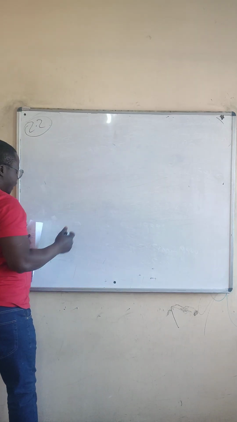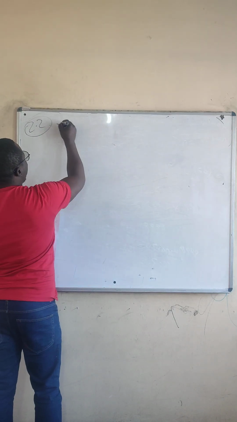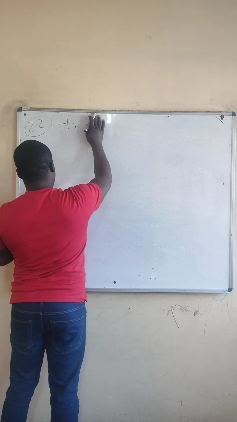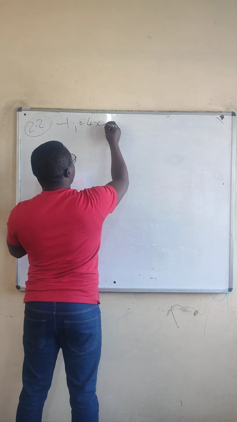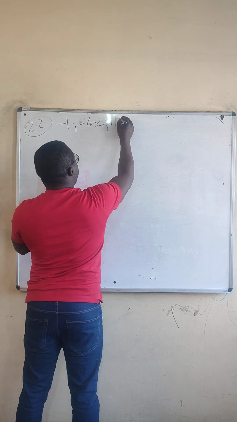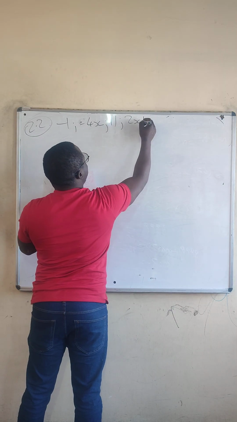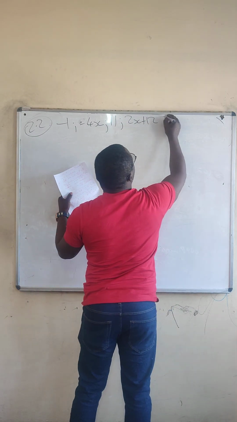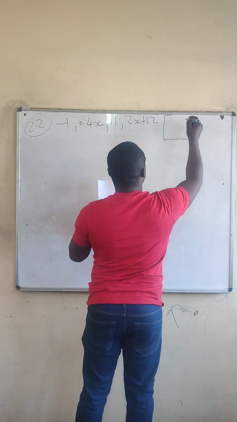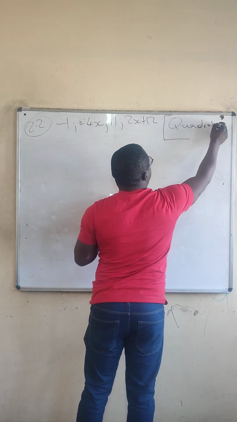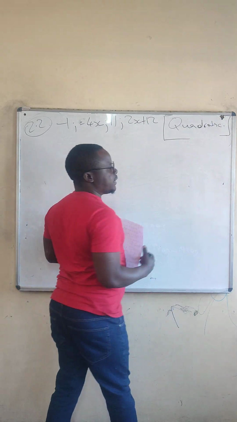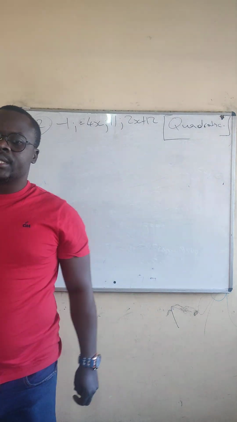Question 2.2, we have negative 1, negative 4x, then we also have 11, and we also have 2x plus 12. And we are told that this is a quadratic sequence.